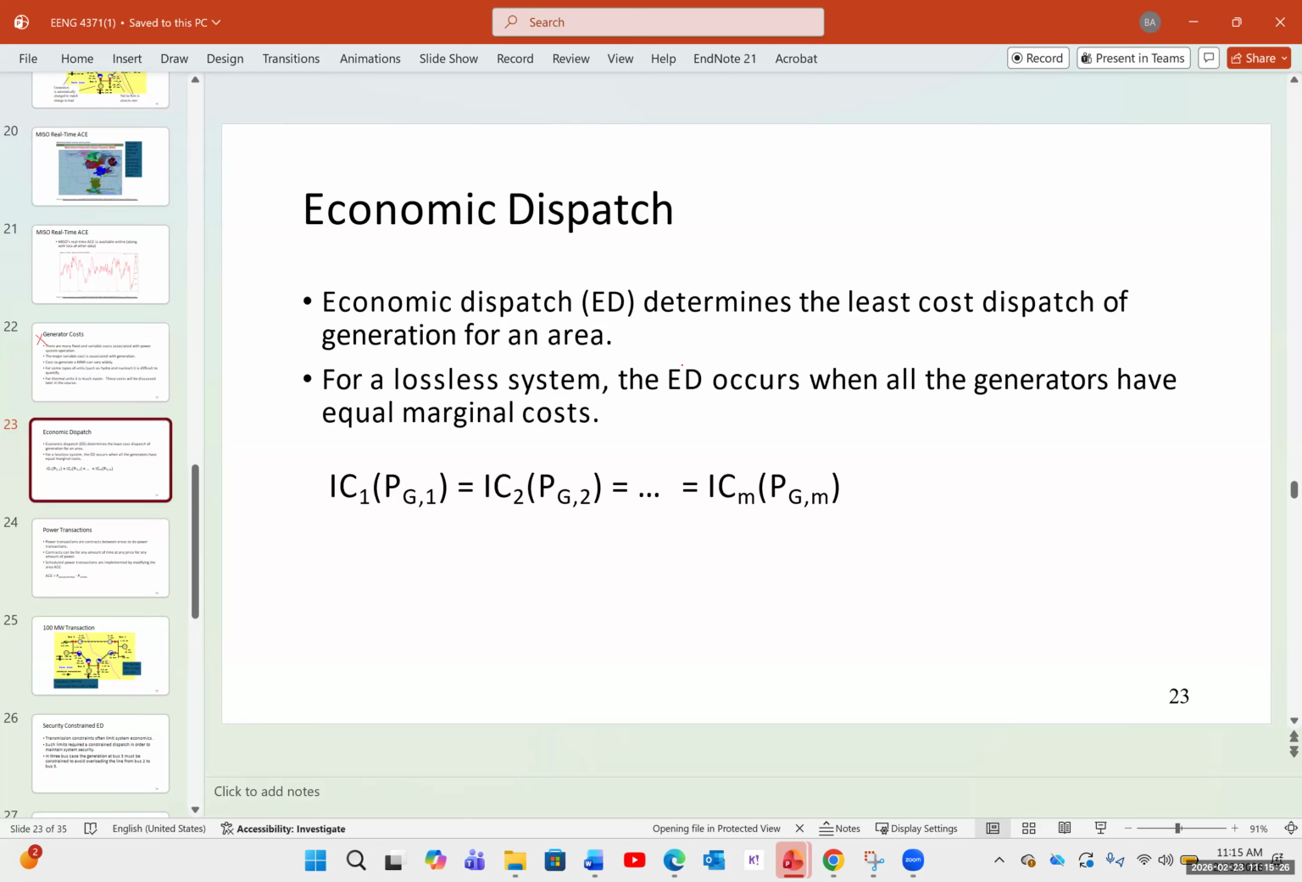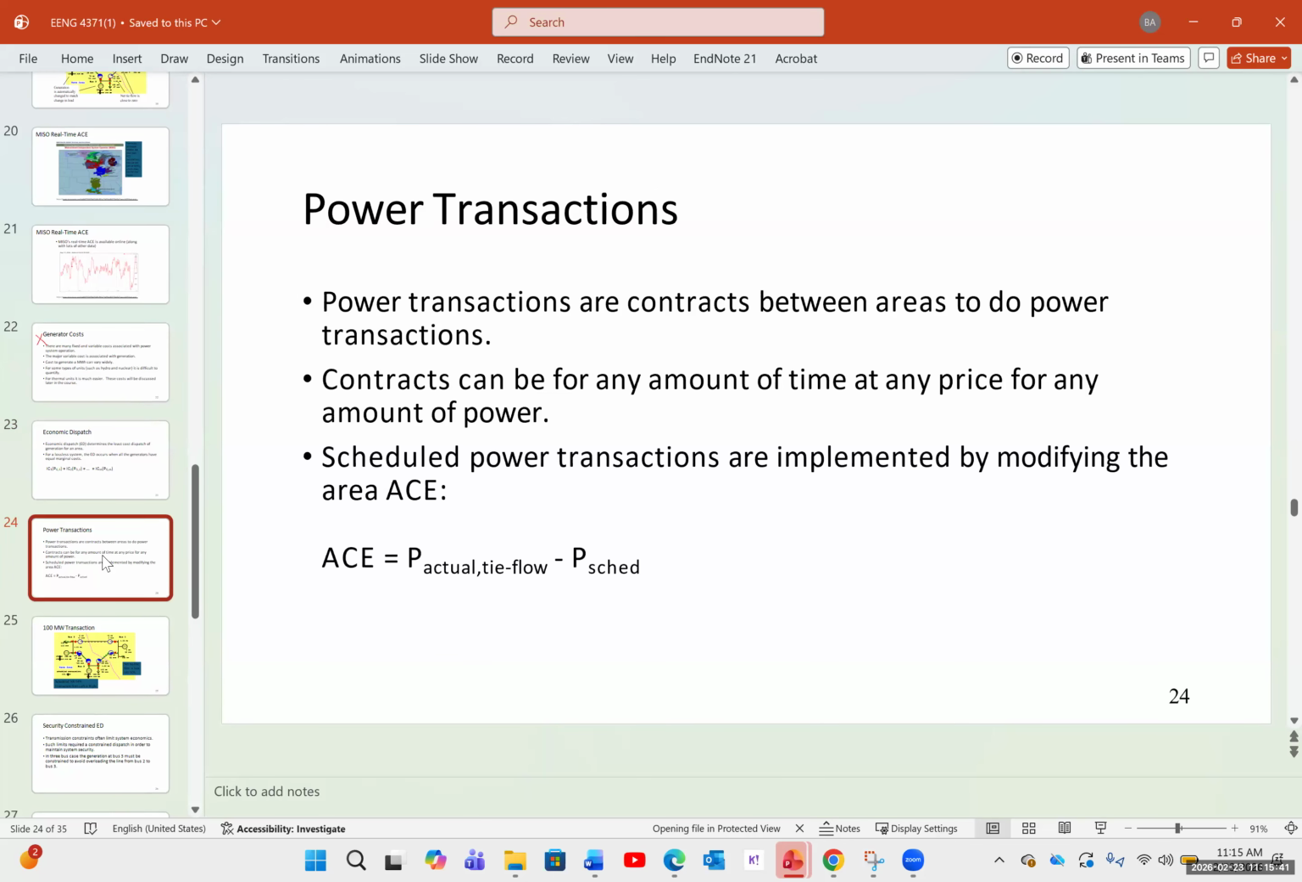For a lossless system, the ED occurs when all the generators have equal marginal cost. So this is the marginal cost of each generator, 1, 2, 3 until generator M, which usually doesn't happen. I get an average of that.